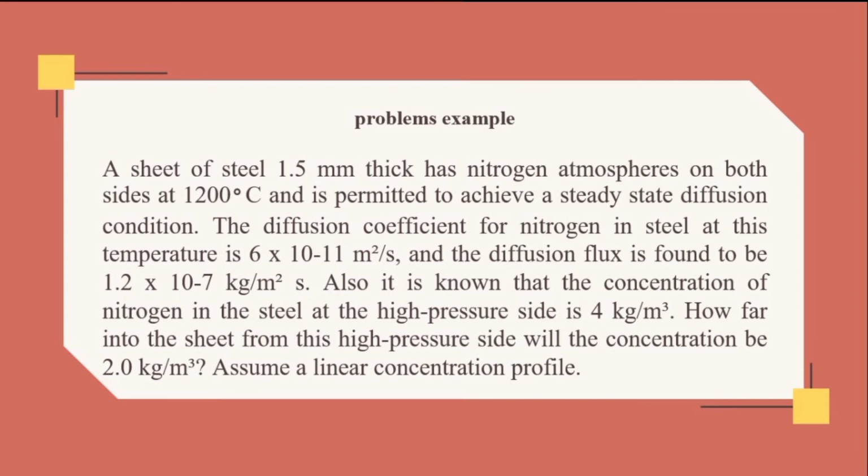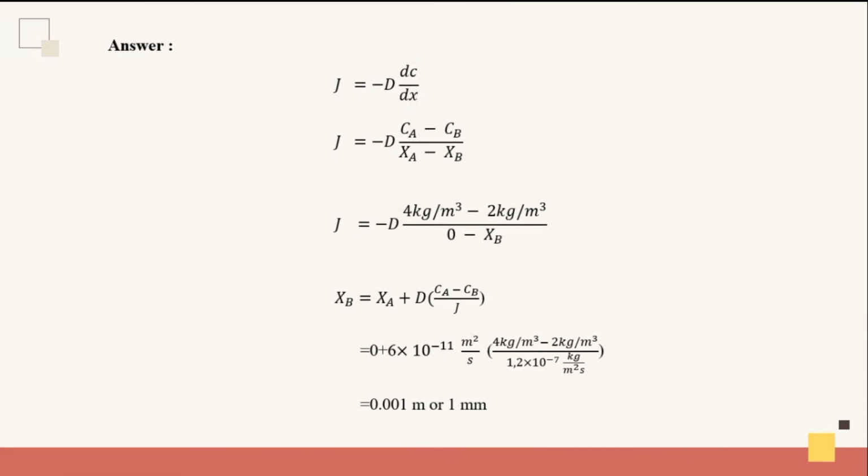Also, it is known that the concentration of nitrogen in the steel at the high pressure side is 4 kilograms per cubic meter. How far into the sheet from its high pressure side will the concentration be 2 kilograms per cubic meter? Assume a linear concentration profile. We need to solve this.